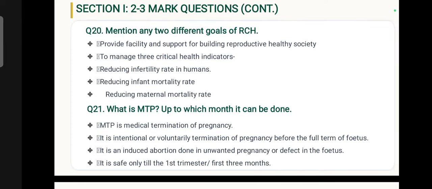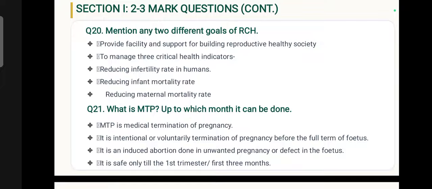Mention any 2 different goals of RCH. RCH provides reproductive child health care, provides facility and support for building a reproductively healthy society. To manage 3 critical health indicators: reduce infertility rate in humans, reduce infant mortality rate, reduce maternal mortality rate.